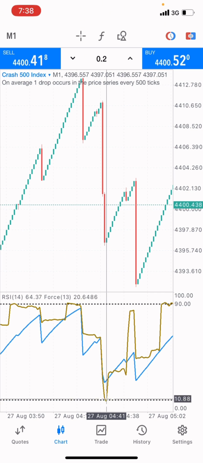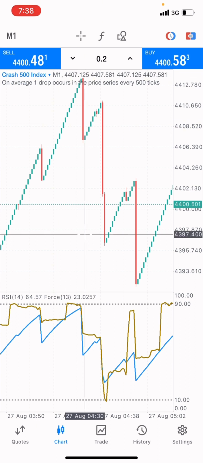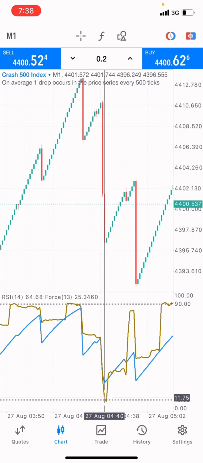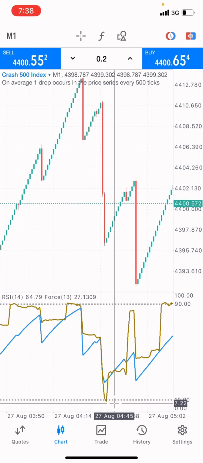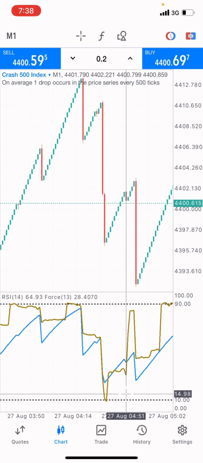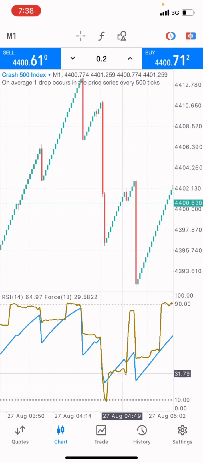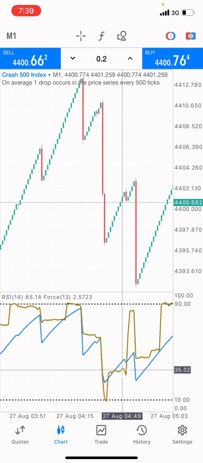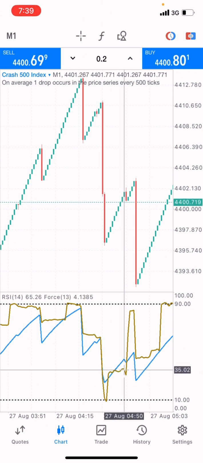Remember, we're trading this on the 1 minute time frame. So when the force index gets to level 10, that's the entry point, and you start taking your candles. Then once the trend of the force index goes down immediately, you see at this point right here the curve of the line of the force index is going down.